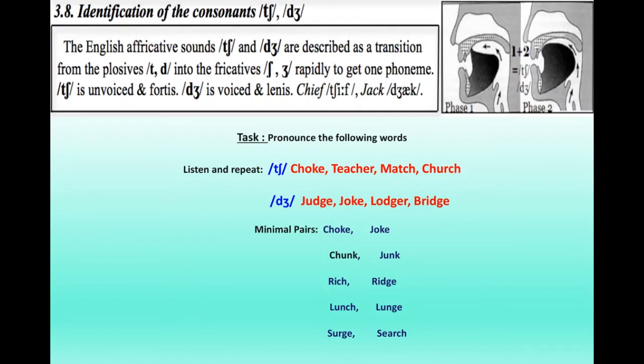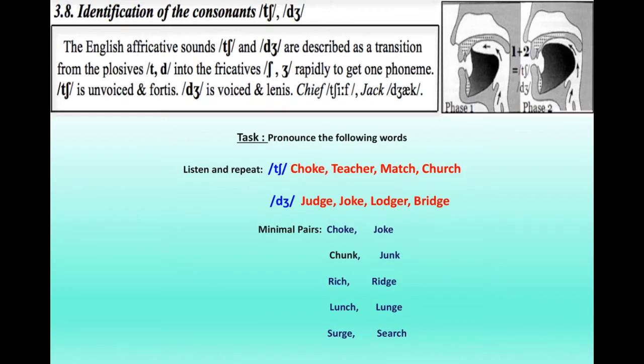Identification of the consonants ch and j. The English affricative sounds ch and j are described as a transition from the plosives t and d into the fricatives sh and j rapidly to get one phoneme. That is, when we produce affricative sounds, we have a combination of plosive at the beginning and fricative at the end rapidly to get one phoneme.